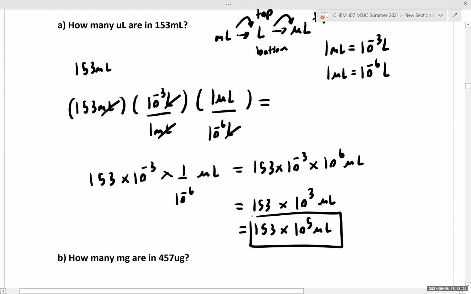Does this example make a little bit more sense to everyone? Any questions on this example?